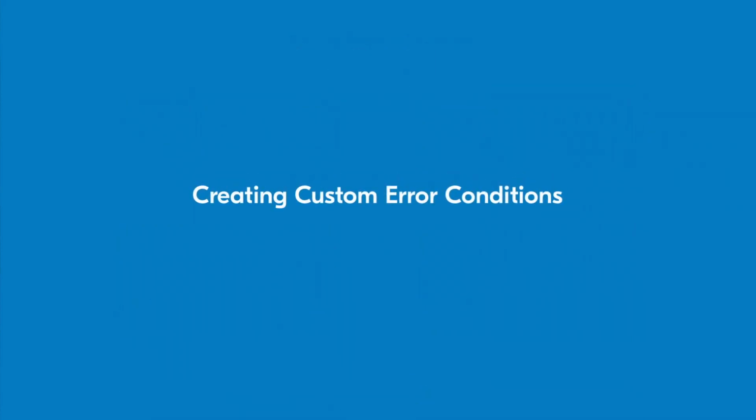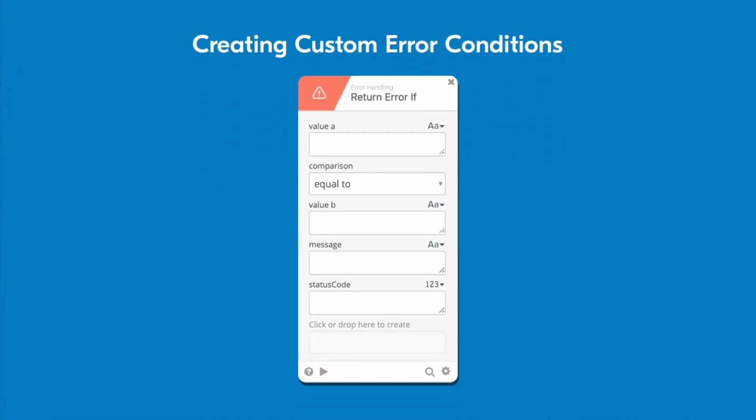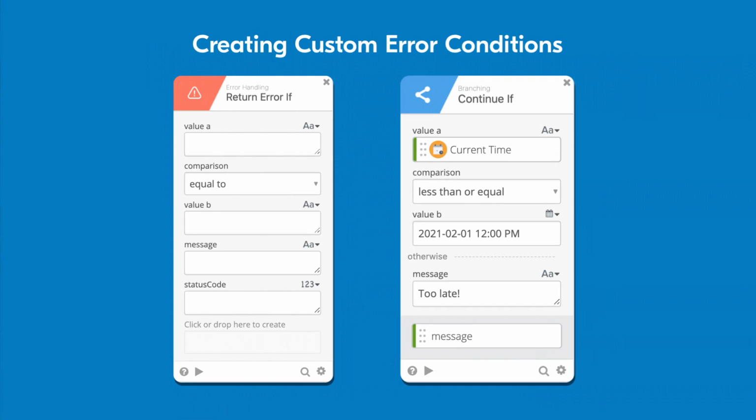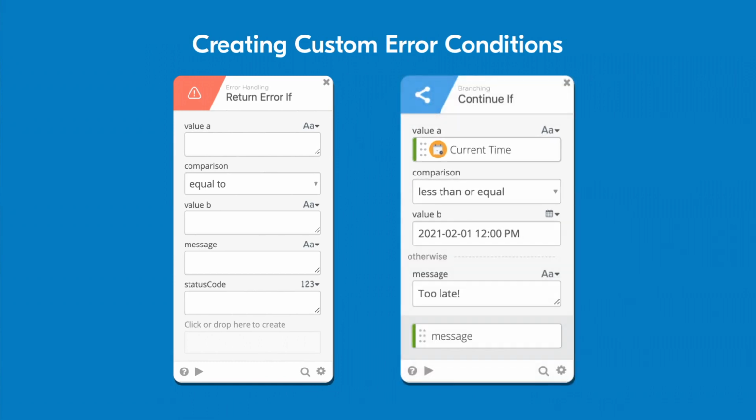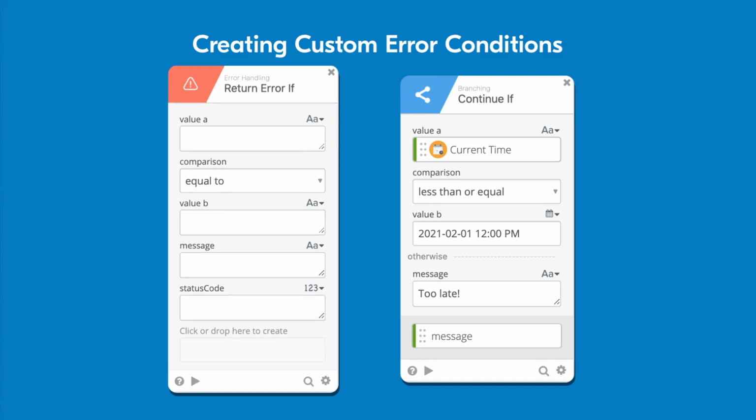In certain use cases, you may want to throw an error and create actions in response when a certain condition is met. In this situation, you'll want to use the Return Error If card. Alternatively, you can use the Continue If card to continue only if a condition is met. Both will stop a flow based on the logic you specify, but if you use the Return Error If card, you'll get more feedback with a specific error message.